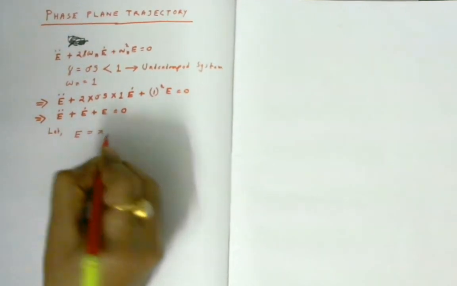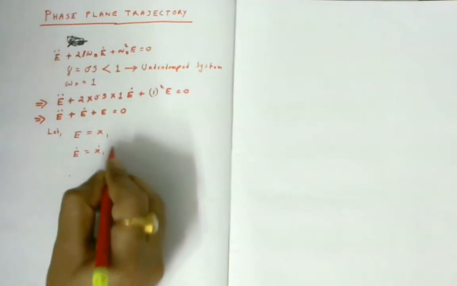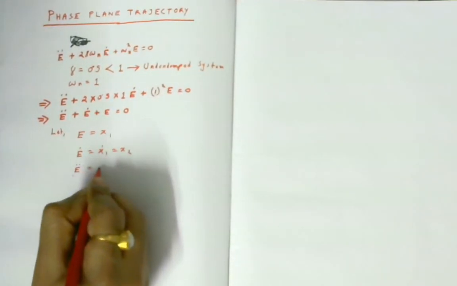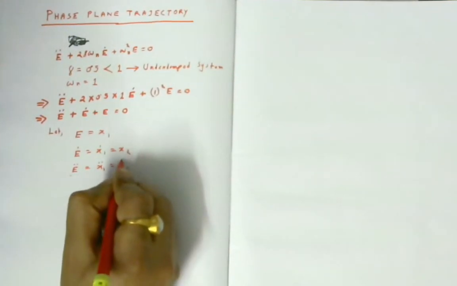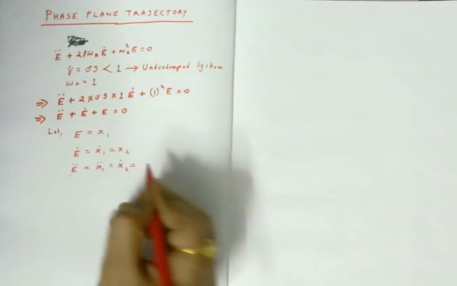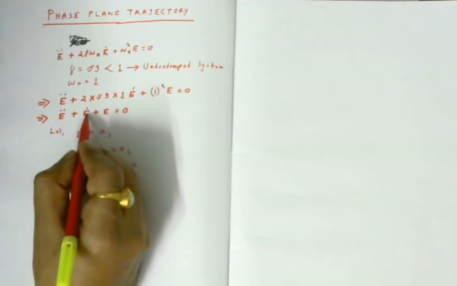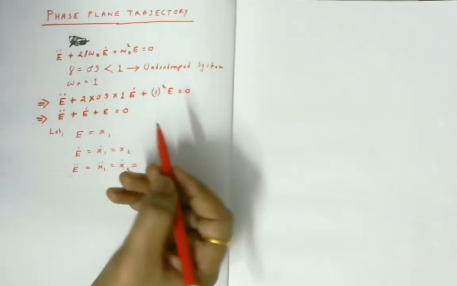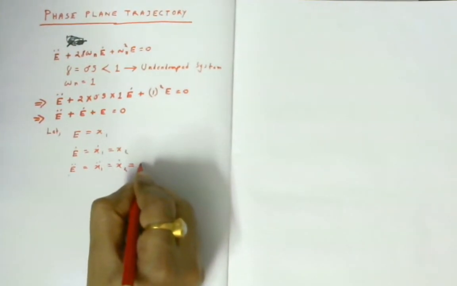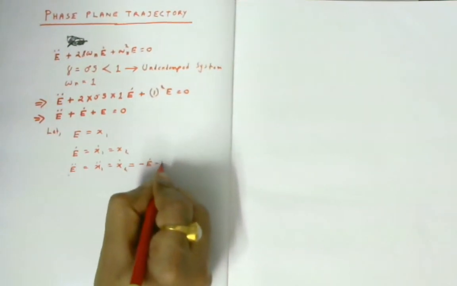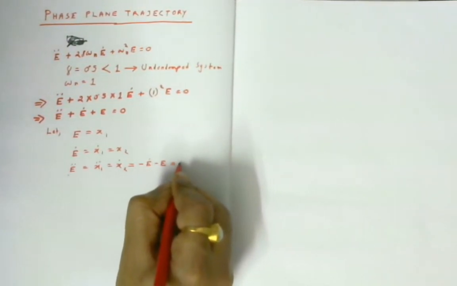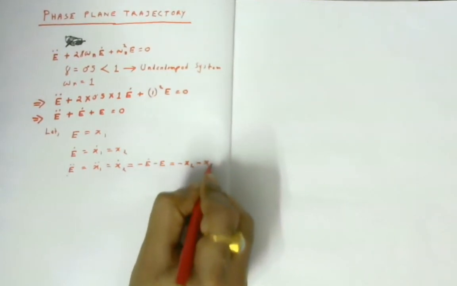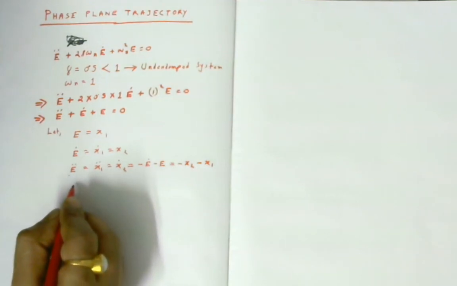Let E equals x1, so E dot equals x1 dot equals x2, and E double dot equals x1 double dot equals x2 dot equals, now what is E double dot? If you keep E double dot on the left hand side, then on the right hand side of the equation there will be minus E dot minus E. Minus E dot is x2, and minus E means x1. So I'm writing the state equation once again.